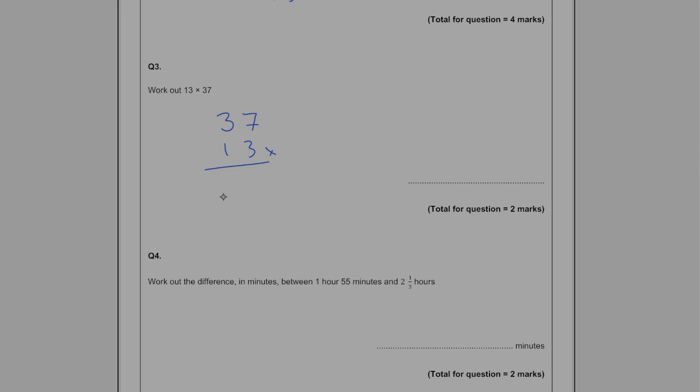Is 21, carried a 2. 3 times by 3 is going to give us 9, plus the other 2 is going to give us 11. Then we put 0 in our units column and times them by 1. Then we add those two numbers together, so 1 plus 0 is 1, 1 plus 7 is 8, and then 1 plus 3 is 4. So I'm looking at 481 there.